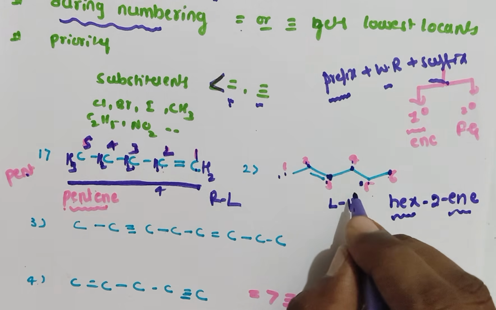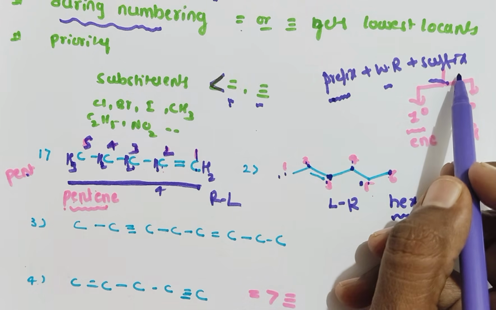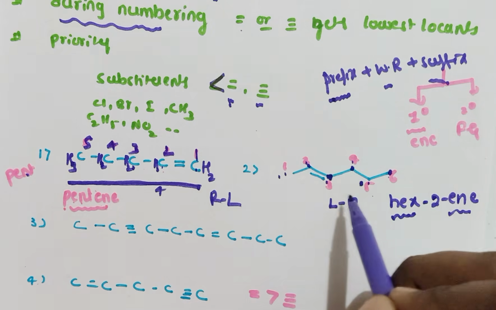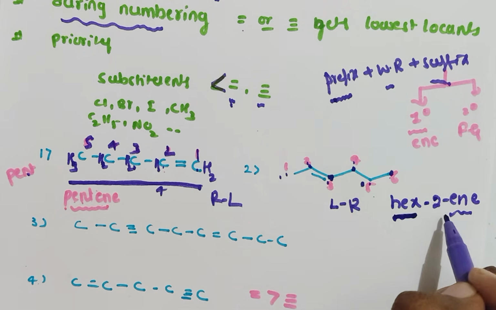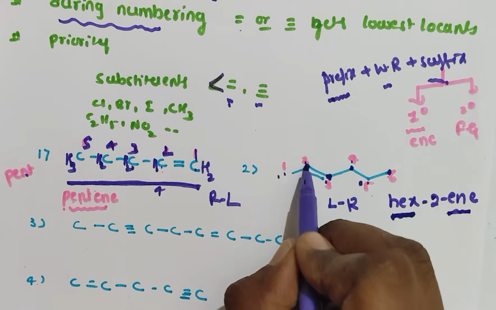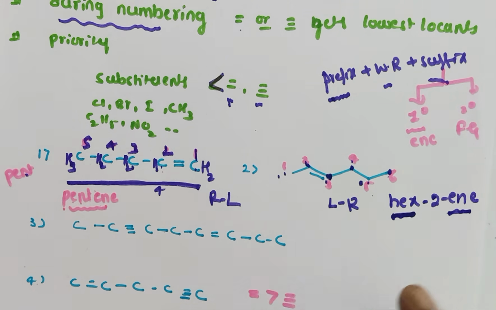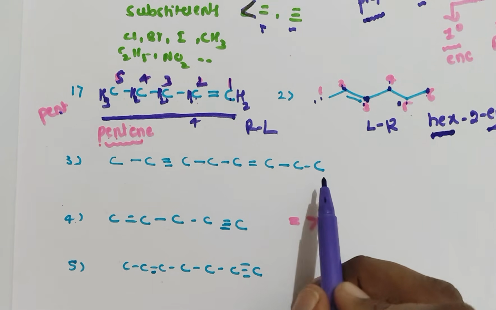Is this clear to everyone? Nomenclature has three parts: prefix, word root, suffix. In the given compound, there is no prefix. Therefore, directly move towards the word root hex, and the suffix is ene. Hex-2-ene. 2 means between 2 and 3 the double bond is there. Therefore, take down 2. Is this clear to everyone? Next, we move towards the third example.